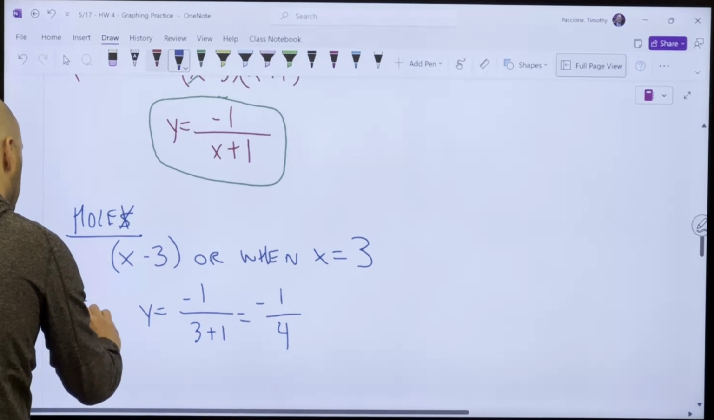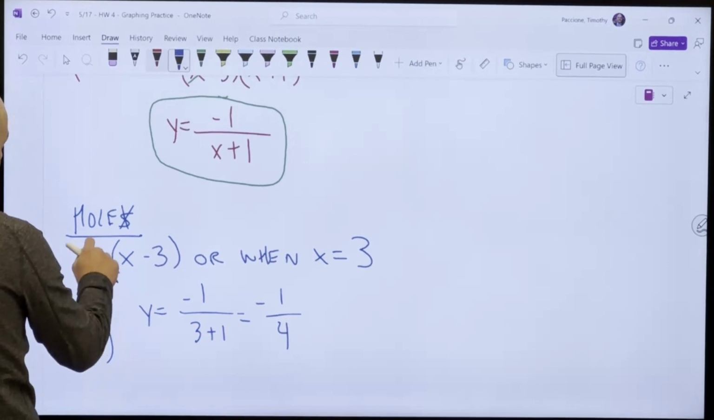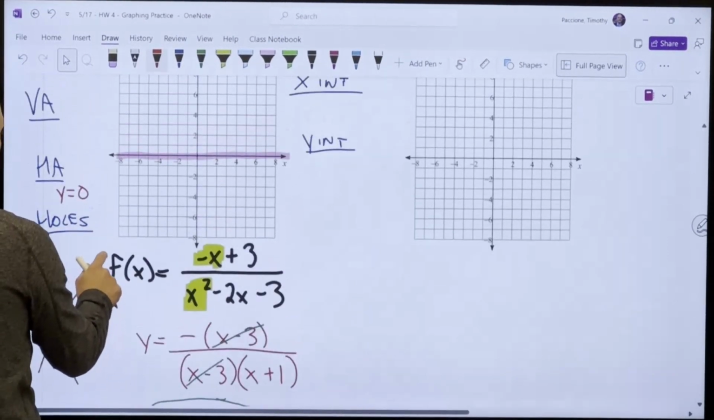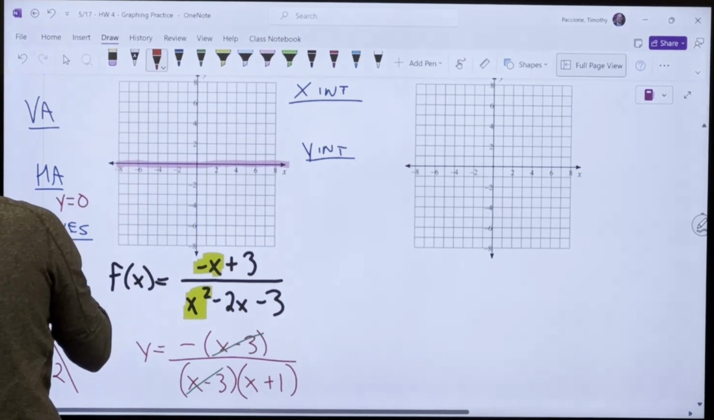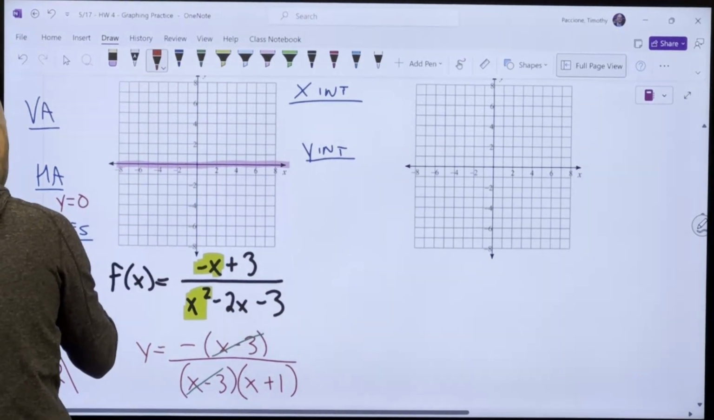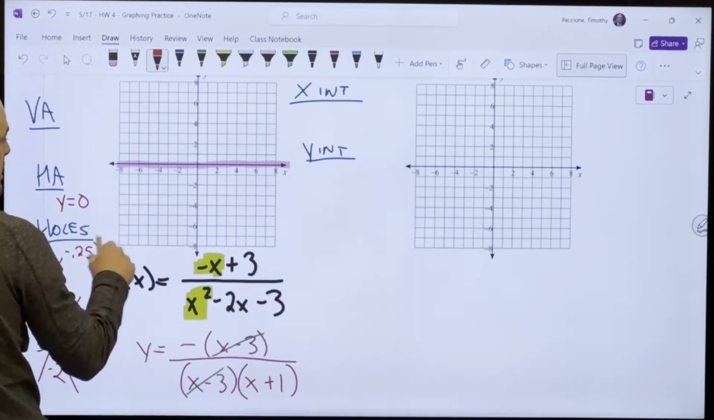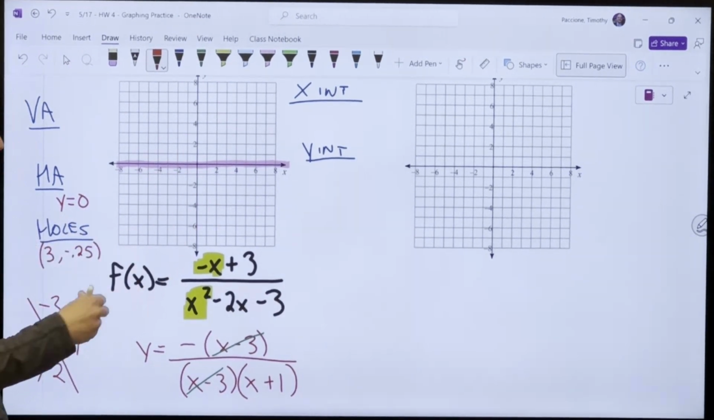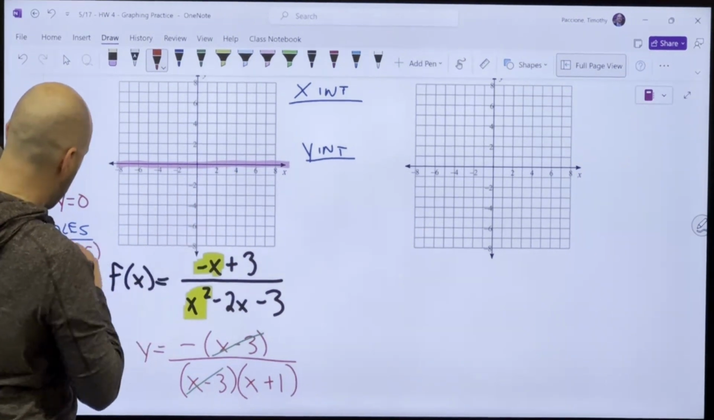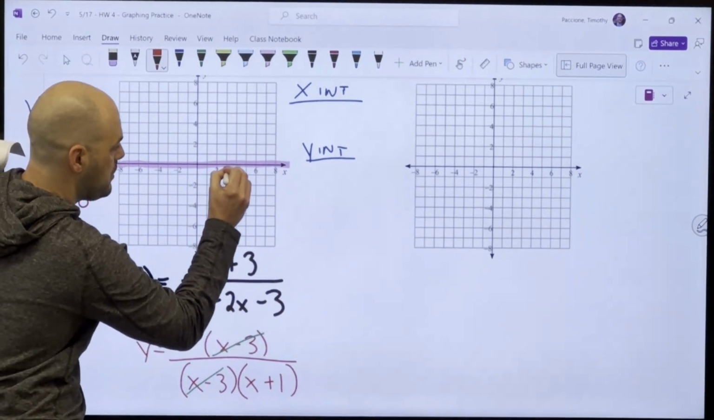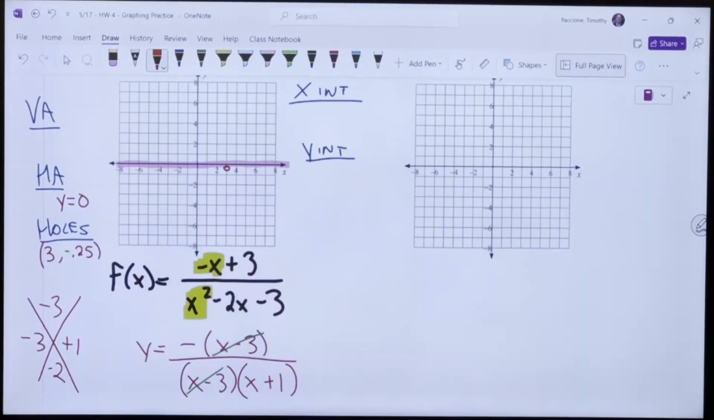Yep, 3, negative 1/4, or negative 0.25, right? So I've got one at 3, negative 0.25. Leave it as a fraction if you want. I'm only changing it to a decimal because it helps you estimate a little bit. So at 3, negative 0.25, about right there, I have a hole. Okay? All right, next up.